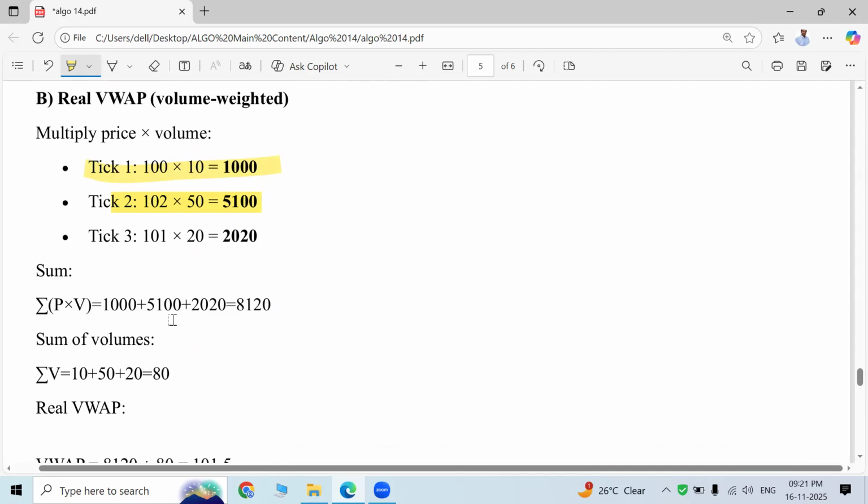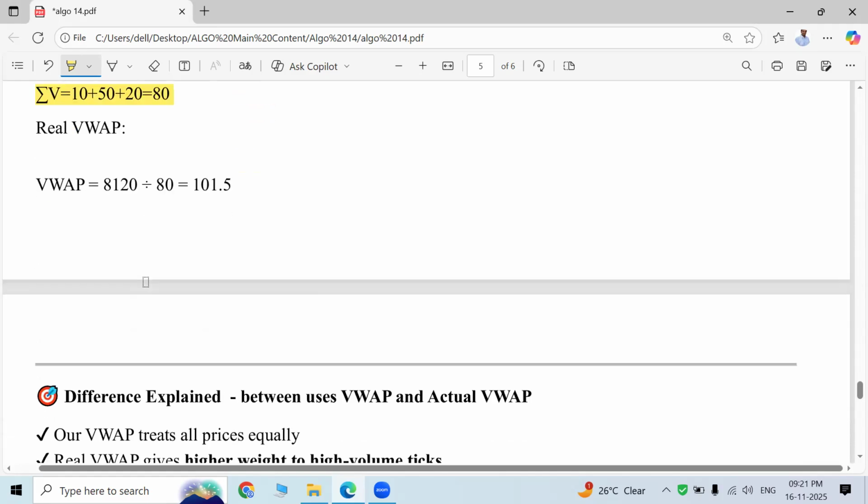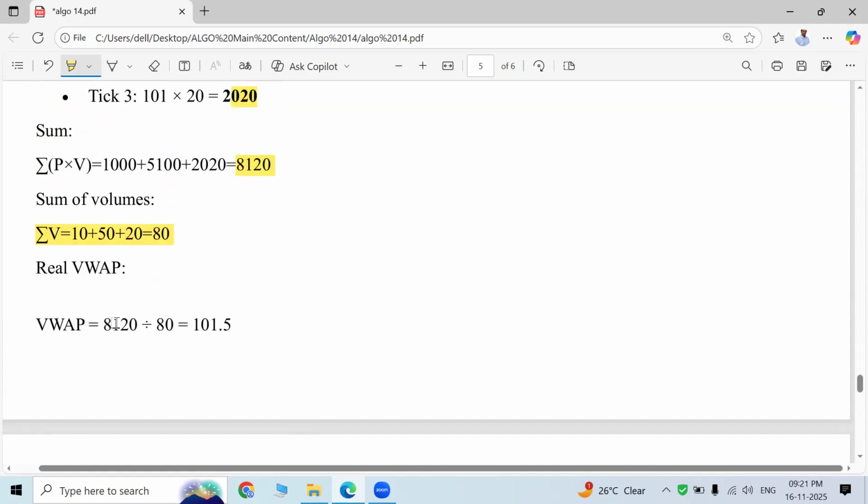Now what we are going to do? We are going to find the sum of all these, 1, 2 and 3. So this is the total sum of price multiplied by volume, each price multiplied by volume. And then we are going to find the total volume also. So the real VWAP will be the summation of price multiplied by volume divided by the total volume. Now this is the real VWAP.